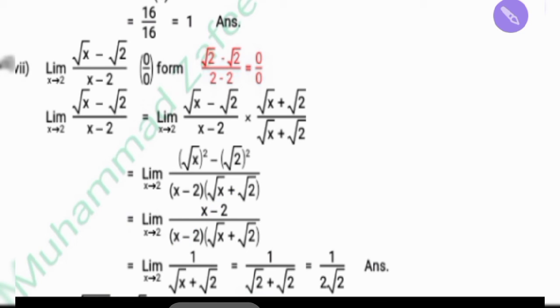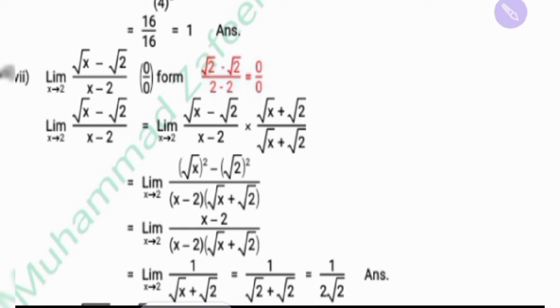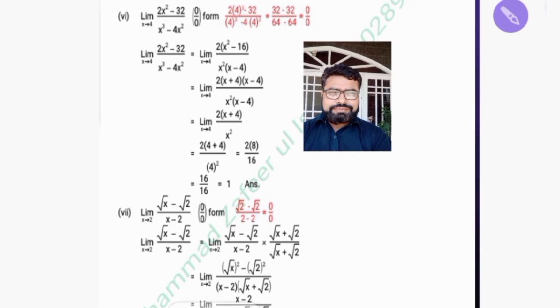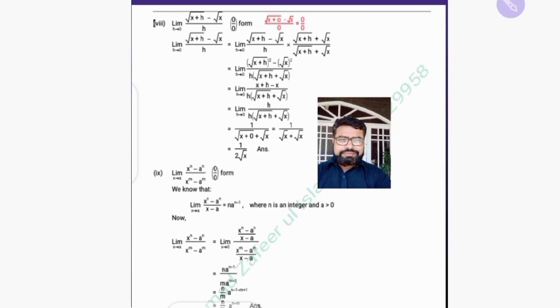Now we will put the value of x, that is 2, and we will write square root 2 plus square root 2 will be written same. Square root 2 and square root 2, that is 2 square root 2. 1 divided by 2 square root 2 is the answer of this question. Now I will explain the next part.